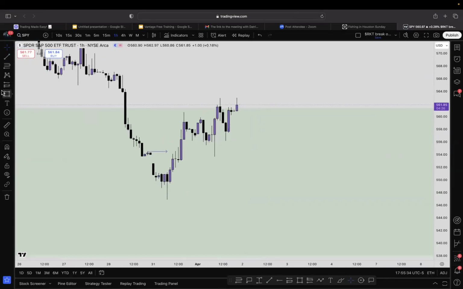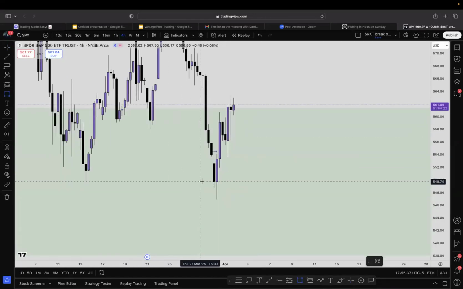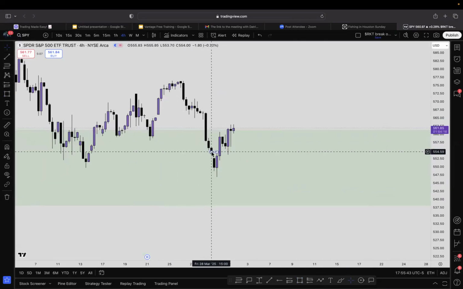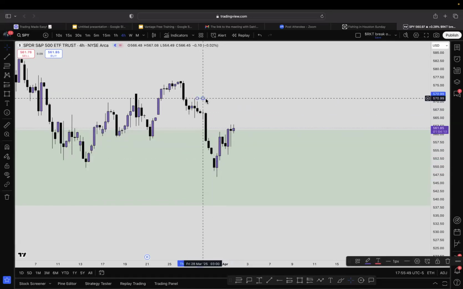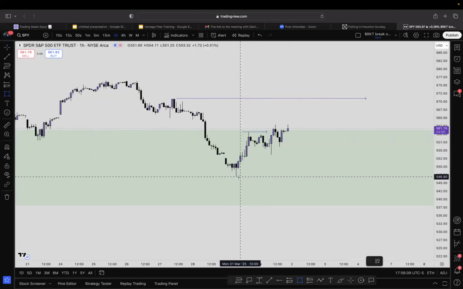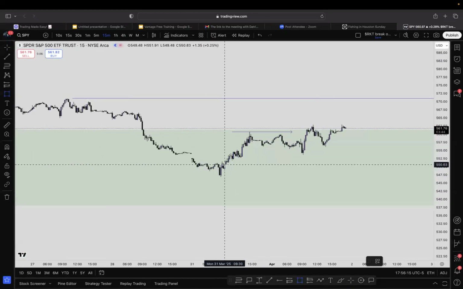Here we have a shift. Oh wait, I'm on a 1 hour, my bad. On a 4 hour, we are still in a bearish range, so we won't actually get a true shift until we break 570. Right now we're internal, but internally we're starting to build bullish price action. Here we have an internal break to the upside and an internal demand zone, so maybe we push higher. On a 1 hour, we're bullish. On a 15-minute, we've been bullish since down here.